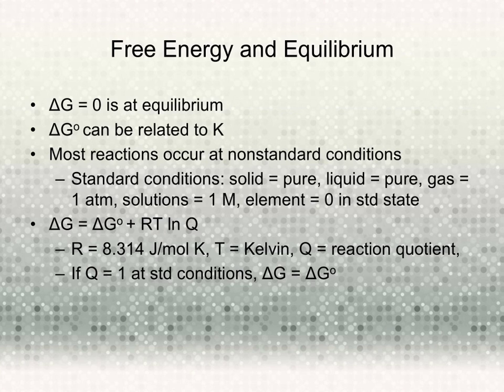Then you will look at Q and compare it to K if we were doing equilibrium problems to decide if the reaction is moving forward or backwards. If Q equals 1 at standard conditions, then the natural log of 1 becomes 0. And so your delta G would equal delta G 0, saying that it's at equilibrium.